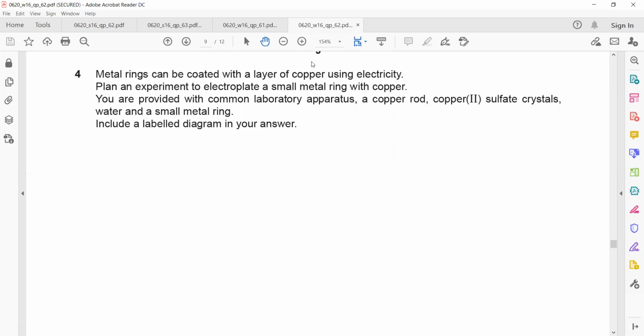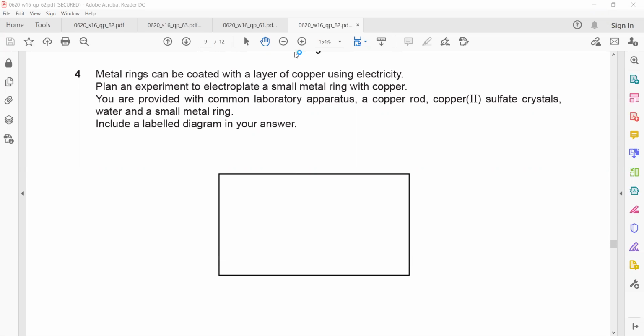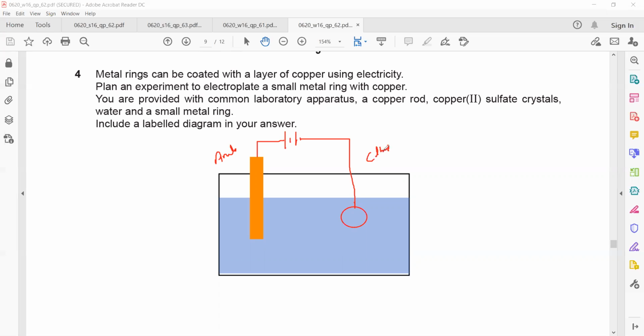So you have to draw an electrolytic cell. So first a container. You don't have to write any equation. You don't have to say what happened to ions. Yeah, we will dissolve copper sulfate to make a copper sulfate solution. So we have aqueous copper sulfate, which is blue in color. Then a copper electrode, which is the anode, and the ring which we want to electroplate, that ring is the cathode. Then connect the terminals of a battery. It should be labeled anode, cathode, and this is the electrolyte.